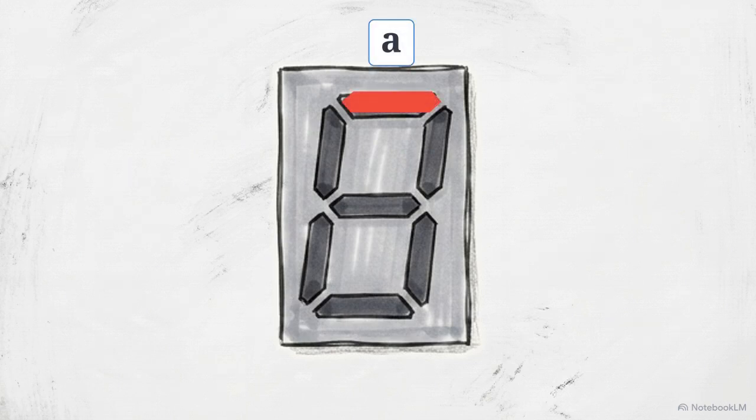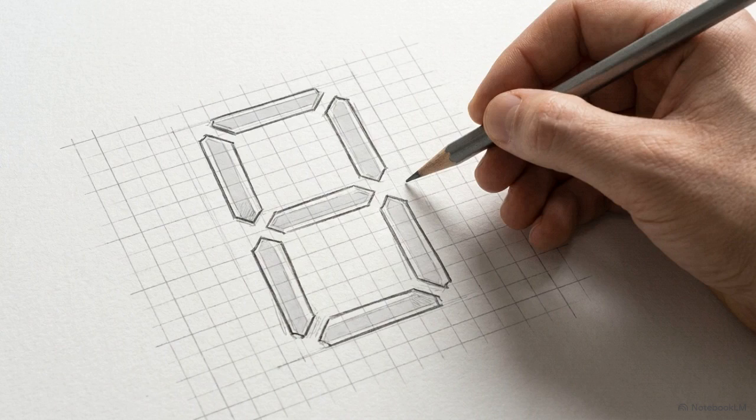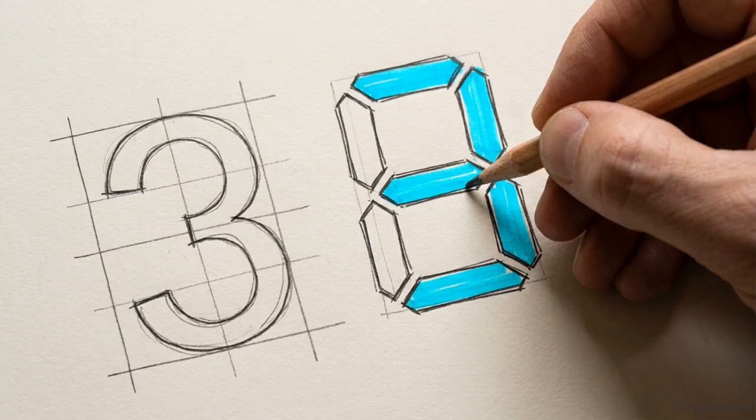Start at the very top. That is segment A. Now trace clockwise around the outside edge. B, C, D, E, and F. Finally, finish by crossing the middle belt for segment G. By keeping this physical mapping in your head, you eliminate the need to memorize a massive table of ones and zeros. You can mentally trace the shape of any number and logically derive which segments need power.